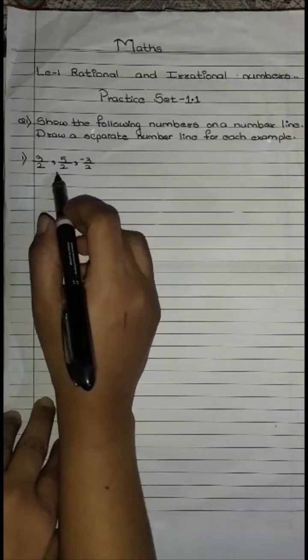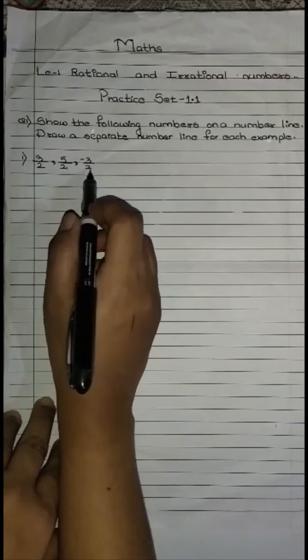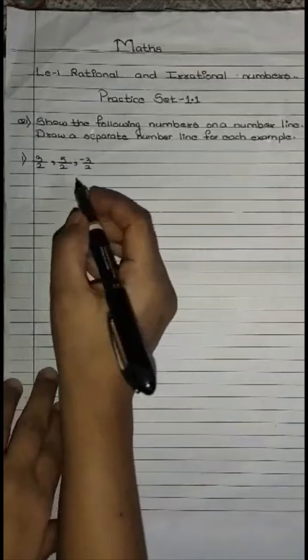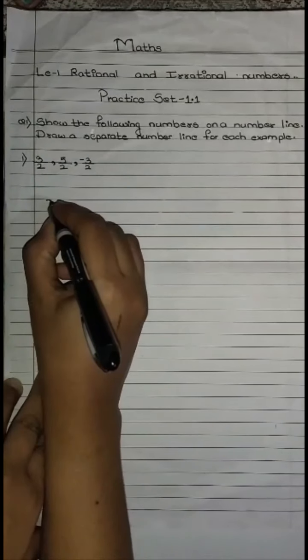And you have to see that the denominator of all the numbers must be the same. This is the first condition for that. Now see, now I am drawing the number line.